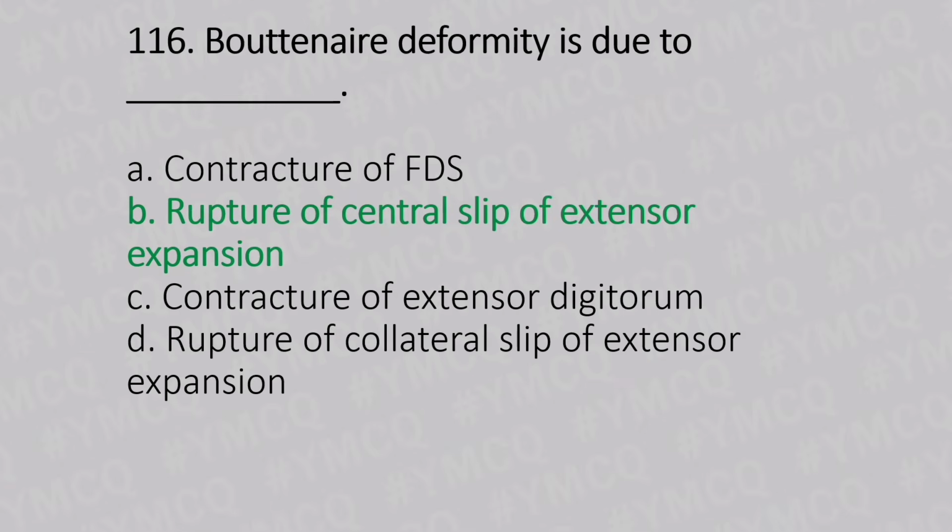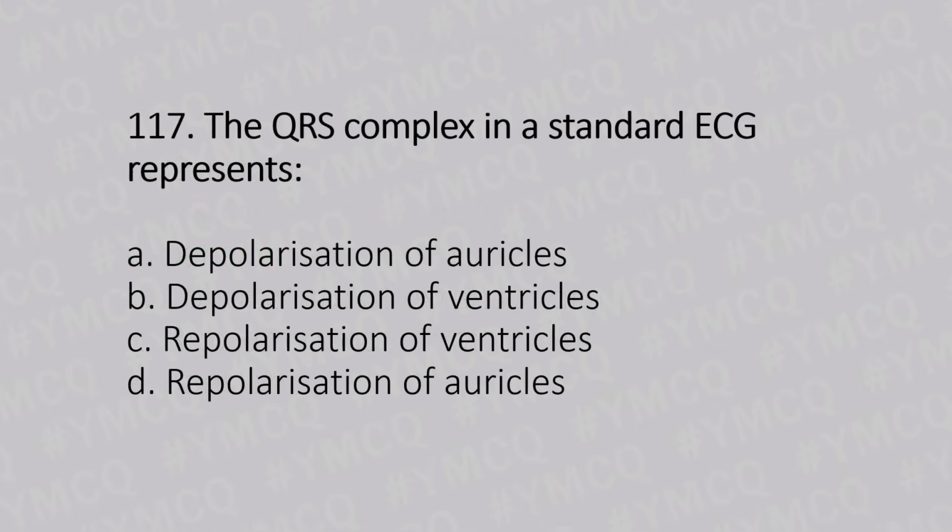Now let's move to our question number 117. The QRS complex in a standard ECG represents option A, depolarization of auricle. Option B, depolarization of ventricle. Option C, repolarization of ventricle. Option D, repolarization of auricles. And the answer is option B, depolarization of ventricles.